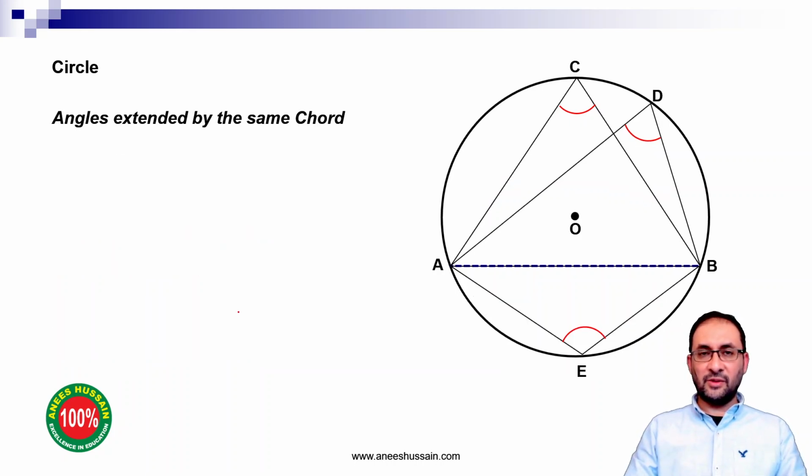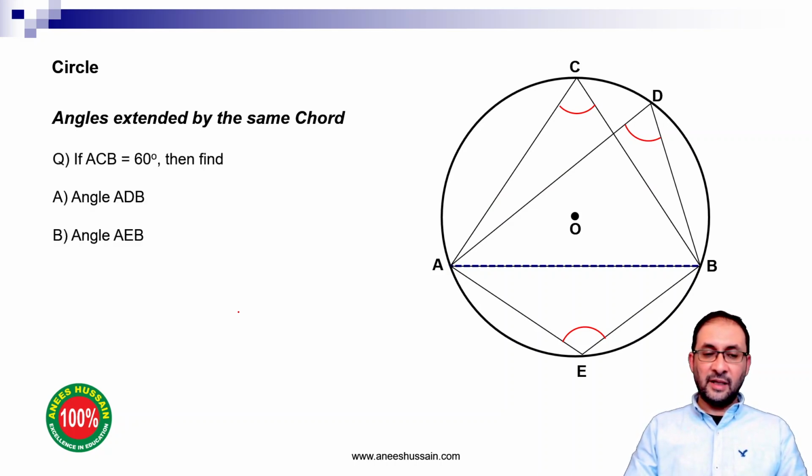Here's a question based on the idea of angles subtended by the same chord. The question says, if angle ACB is 60 degrees, then find angle ADB and angle AEB. I want you to try the question yourself, so please pause the video, and once you're done, you can watch the solution.